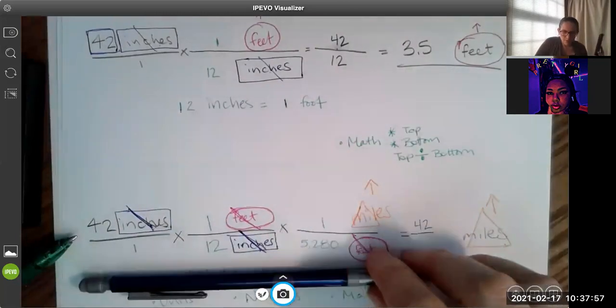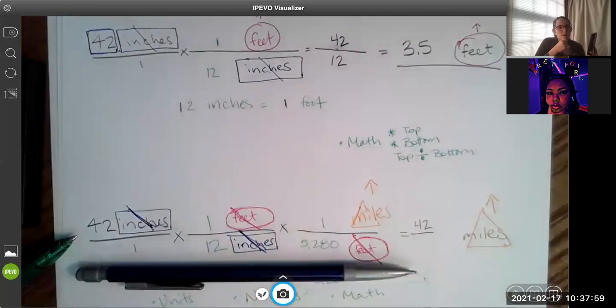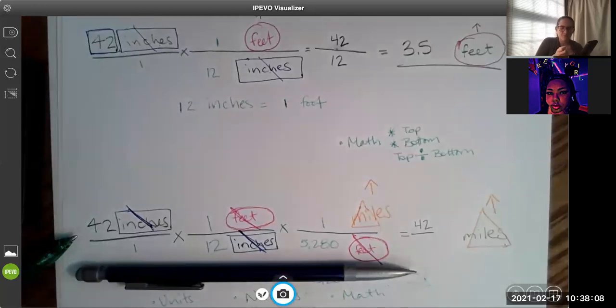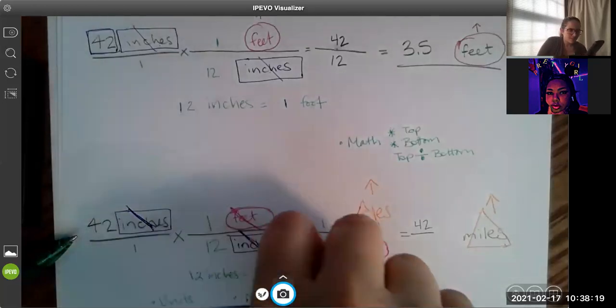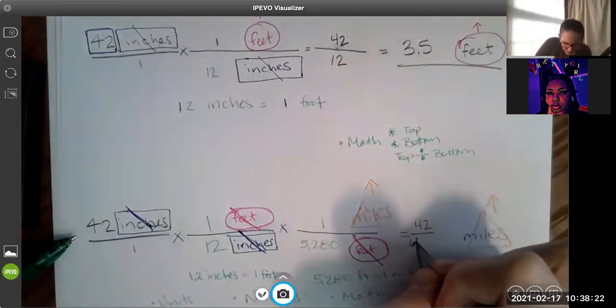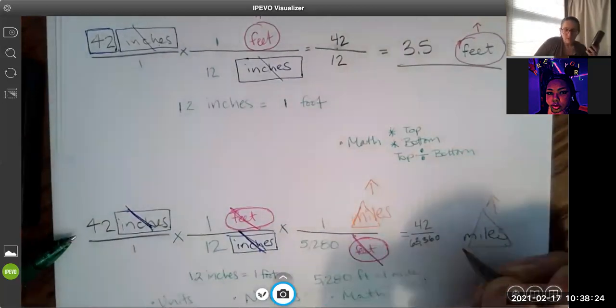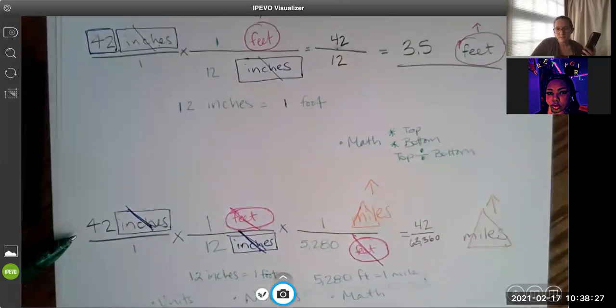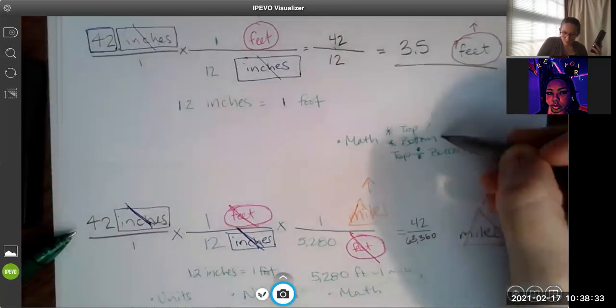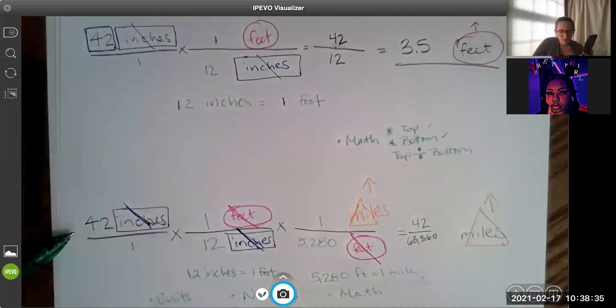How about the bottom? What numbers are on the bottom? 12. 5,280. And that's a 63,360. Nice. Multiply the top, multiply the bottom. For your last step, take the top and divide it by the bottom.